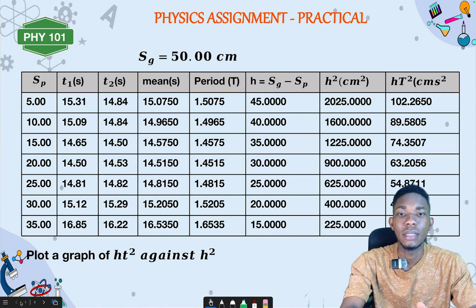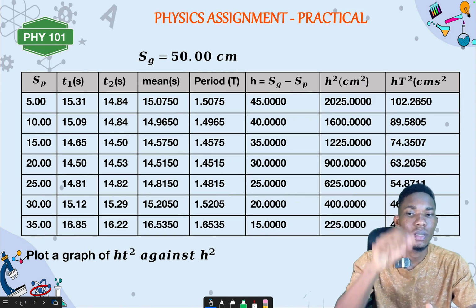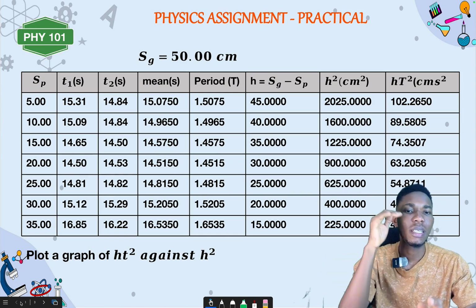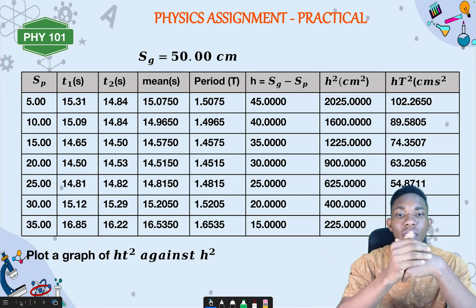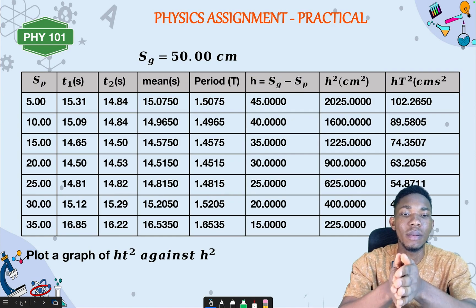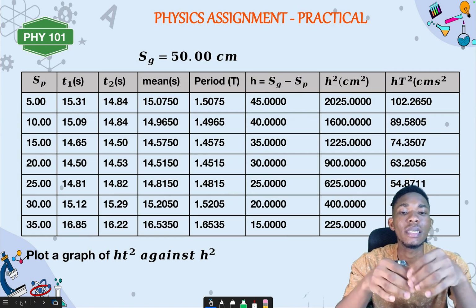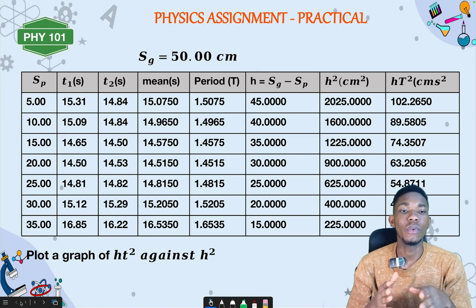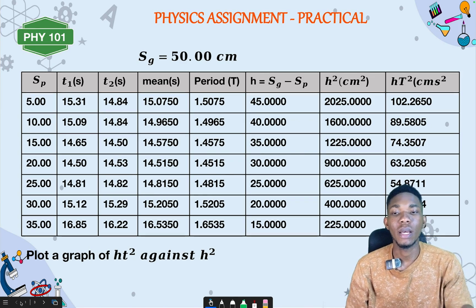All right. Now, in this practical, we are given some values. We are given xg, and that was given as 50.00 centimeter. Now, the general idea here in this physics practical is that all measured values should be in 2 decimal places, and all calculated values should be in 4 decimal places. And you can see that in what is available in this particular table.